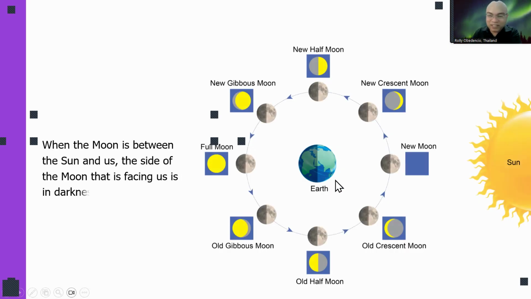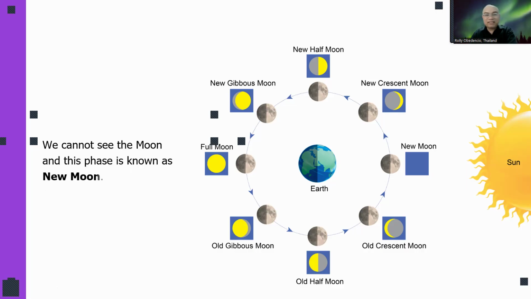I want you to see this picture. Right here is the sun. This is the earth, and this is the moon revolving around the earth. When the moon is between the sun and us here on the earth, the side of the moon that is facing us, this side, is in darkness and we don't see the moon during daytime, right? Look at that. Okay? We cannot see the moon at this phase. It is known as new moon.